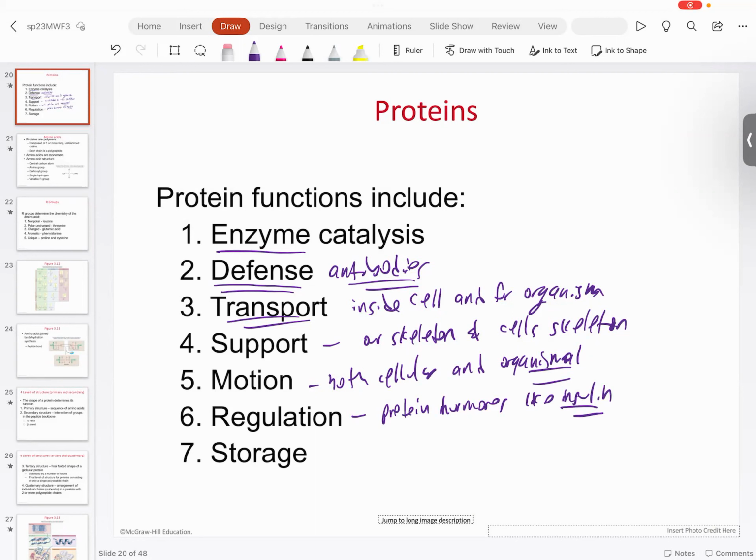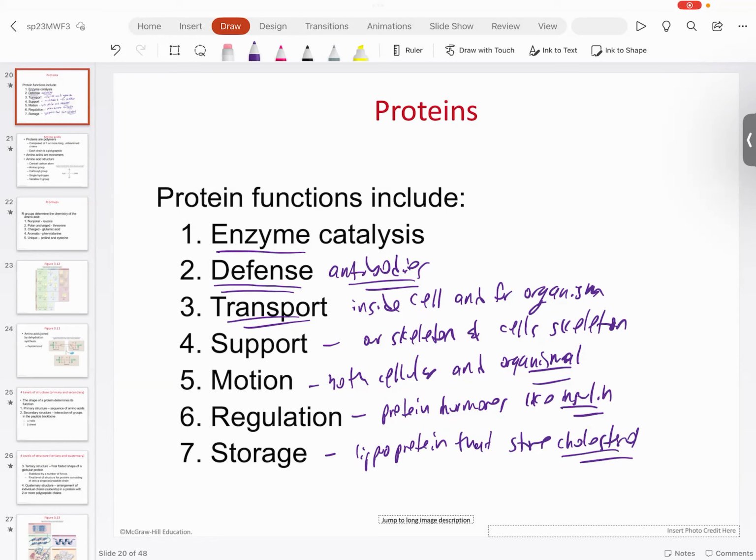Insulin is a type of protein hormone. It's a hormone, but it's a regulator of your blood glucose. And then of storage, the biggest one here are the lipoproteins that store cholesterol, which is a lipid. And you've got other types of lipoproteins. These are just some of the functions.